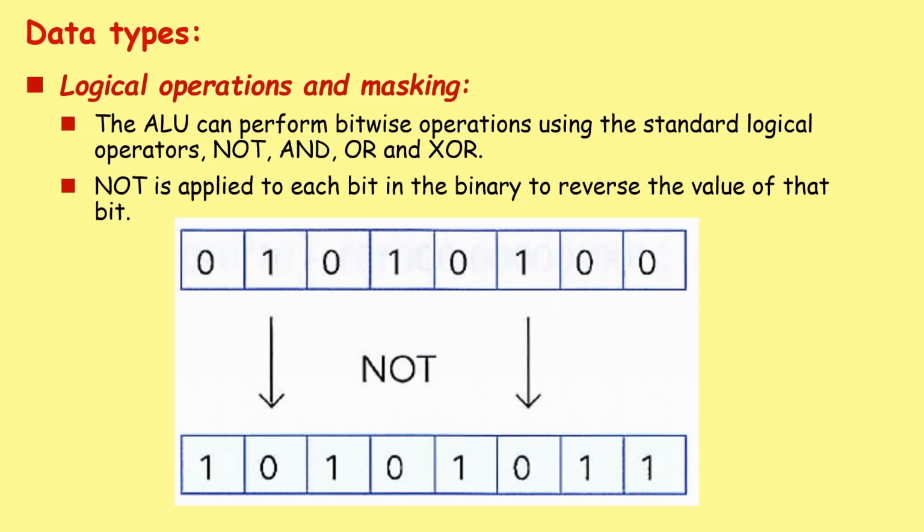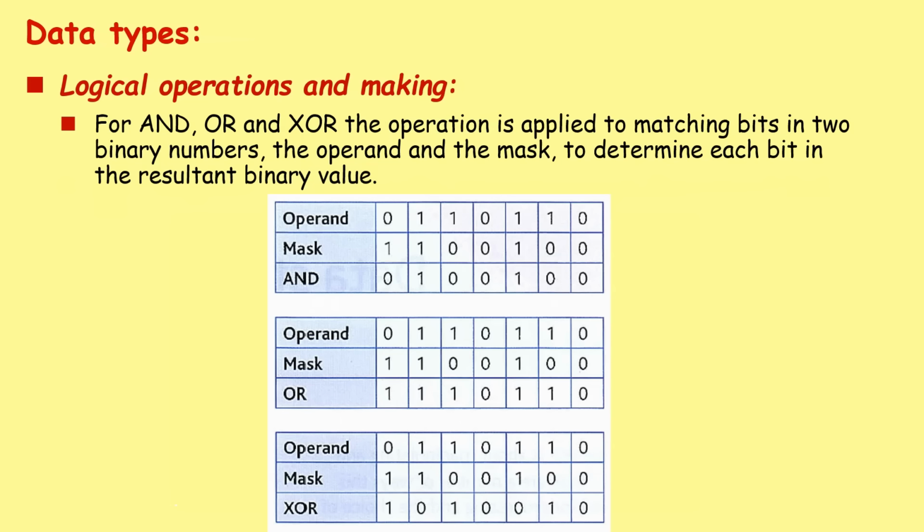NOT is applied to each bit in the binary to reverse the value of that bit. So I think that's quite obvious there. For AND, OR, and XOR, the operation is applied to matching bits in 2 binary numbers, the operand and the mask, to determine each bit in the resultant binary value. So here you go, we've got it for AND, we've got it for OR, and we've got it for XOR. Again, you should be able to work that one out quite easily.